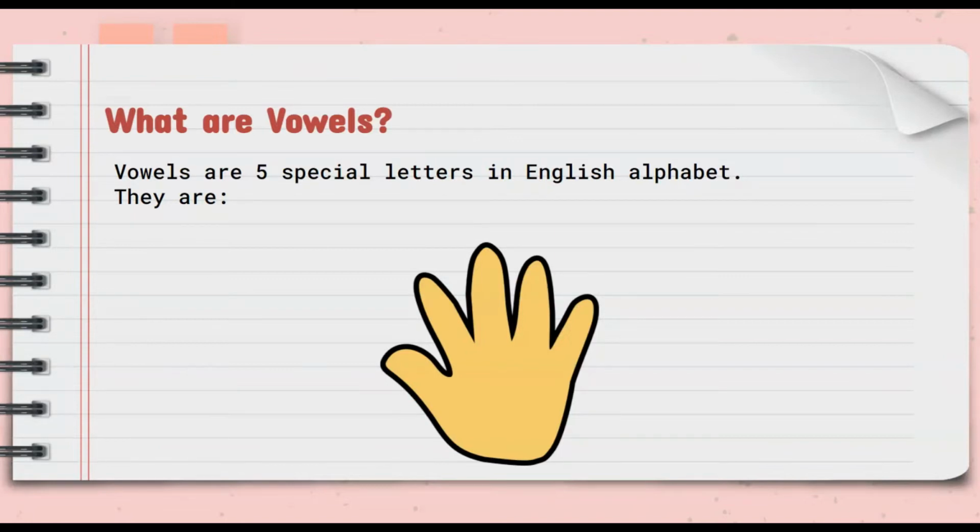Vowels are 5 special letters in the English alphabet. They are A, E, I, O, U.